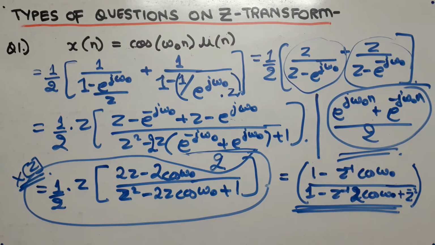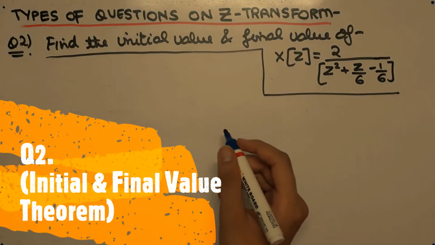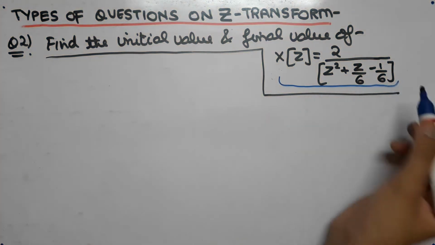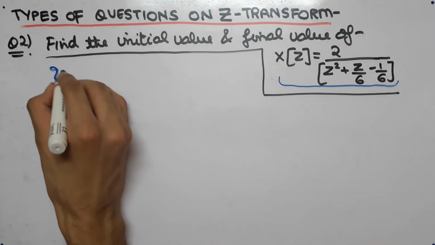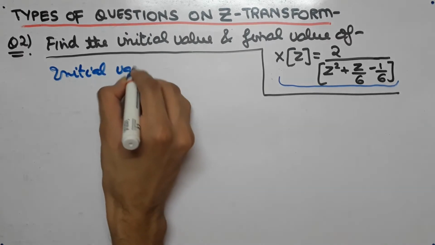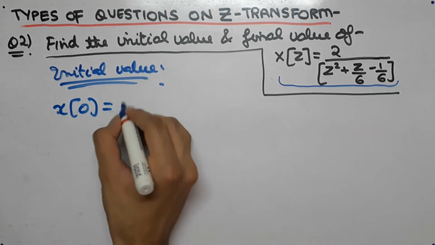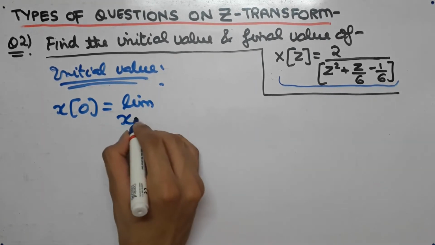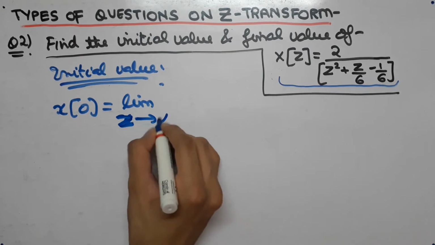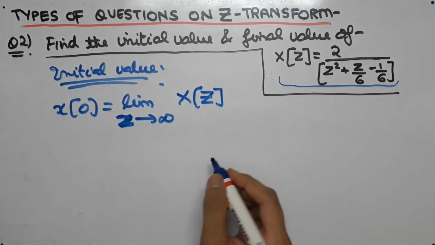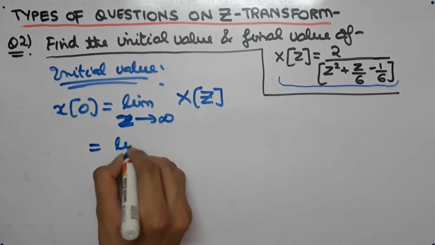Now guys, we will do another question in which we will understand the initial and the final value theorem in z transformation. Now guys, in question number 2, we have to find the initial value and the final value of this xz given in the question. So now first of all, we are going to see the initial value formula. That is, we will get the initial value on applying this. That is, first of all, we will take limit from z tending to infinity and we will apply this on xz, which is given in the question. That is, first of all, we will simply write xz over here.